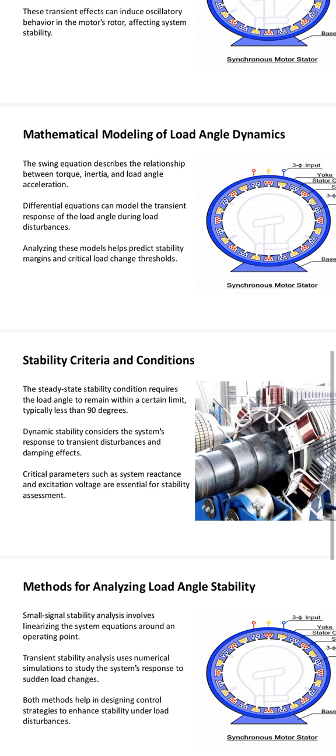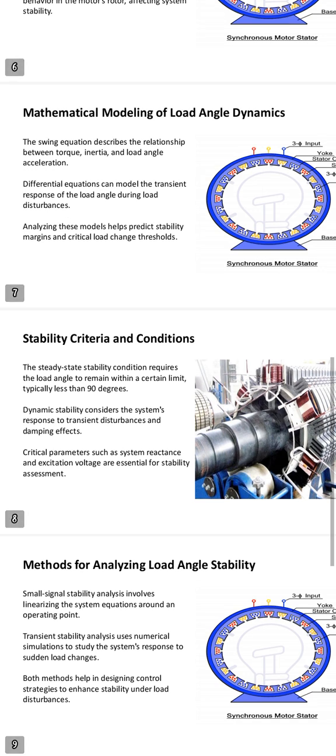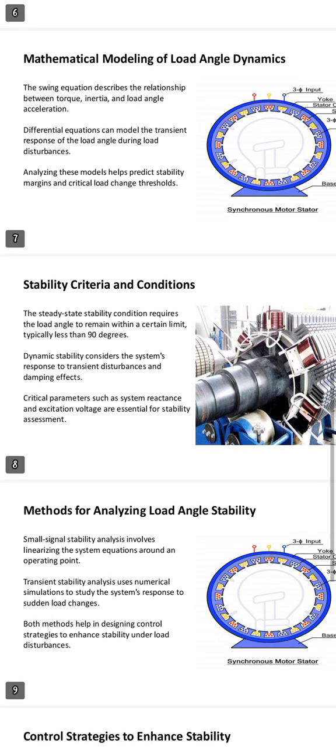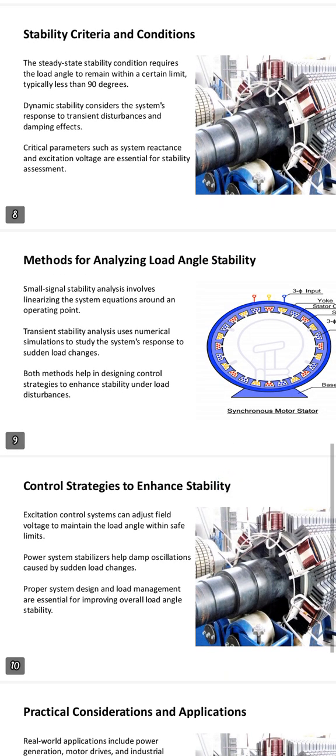Stability criteria and conditions. The steady state stability condition requires the load angle to remain within a certain limit, typically less than 90 degrees. Dynamic stability considers the system's response to transient disturbances and damping effects. Critical parameters such as system reactance and excitation voltage are essential for stability assessments.